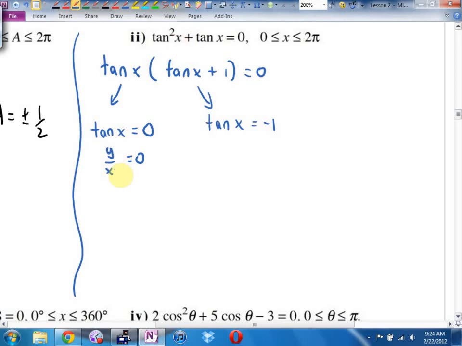Anyways, what would make a fraction work out to 0? When the top is 0 or when the bottom is 0 or both? When the top is 0. What this is really saying is, therefore, your y coordinate is 0. So now I can draw my little unit circle. My y coordinate's how high I am. How high am I right there?